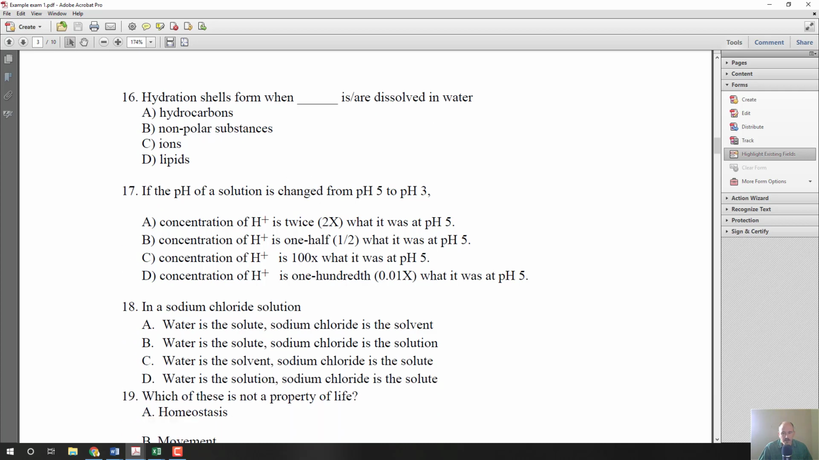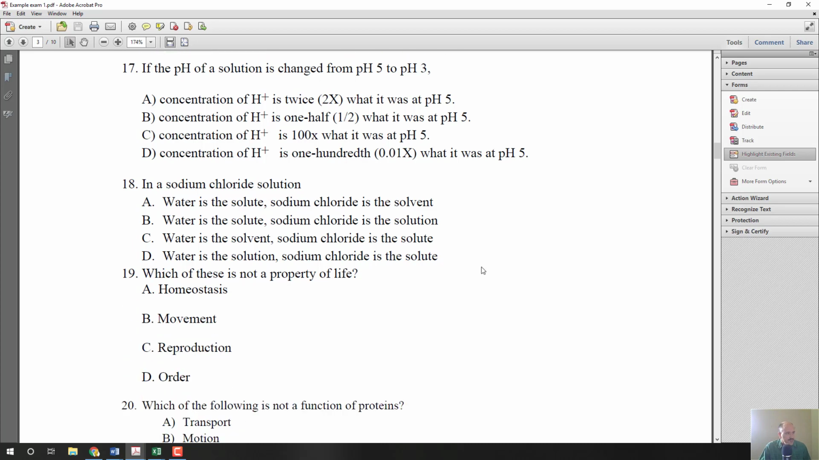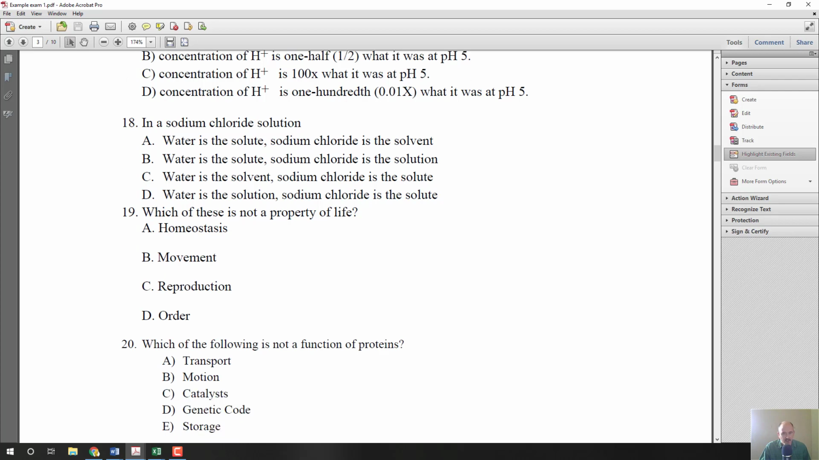Ions. Number 17, if the pH of a solution is changed from 5 to 3, what would be true? There's several answers there, but the correct one is C. Hydrogen ion concentration. The concentration of H plus or hydrogen ions is 100 times what it was at 5, because from 5 to 4 is 10 times, from 4 to 3 is another 10 times, and 10 times 10 in this logarithmic scale is 100 times the change in hydrogen ion concentration. And it's increasing because you're going from a higher number to a lower number. That's an increase in the hydrogen ion concentration.